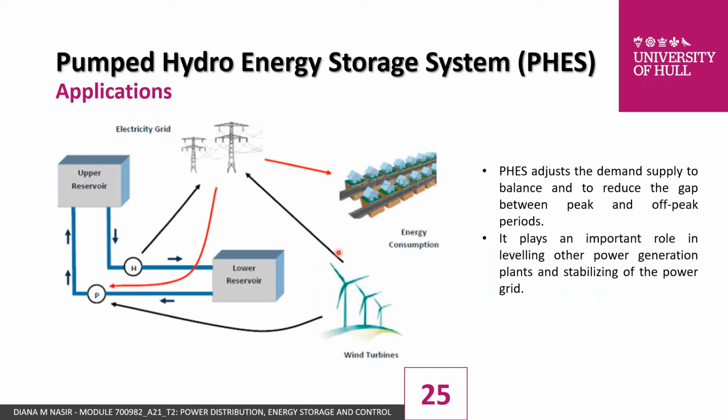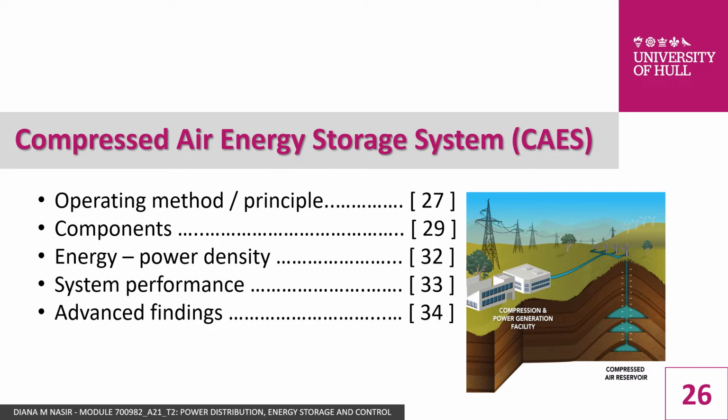In terms of applications, the pump hydro energy storage system plays a very important role in leveling other power generation plants and trying to stabilize the power grid. And of course, the system adjusts the demand and supply to balance and to reduce the gap between the peak and the off-peak periods. Now let's move to the compressed air energy storage system, or we can shorten it as CAES.